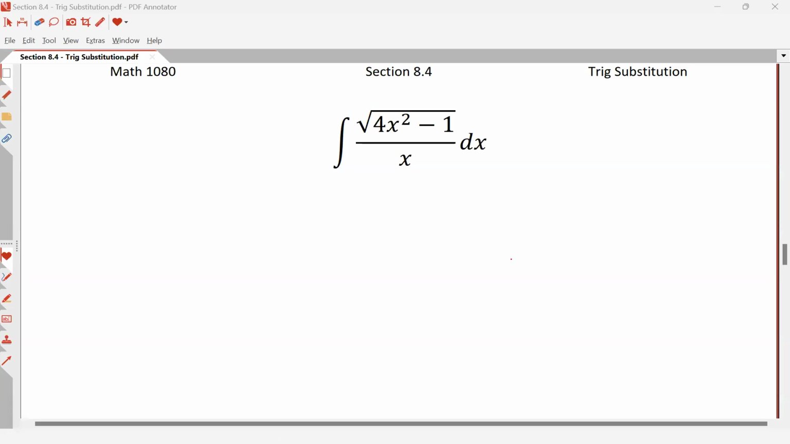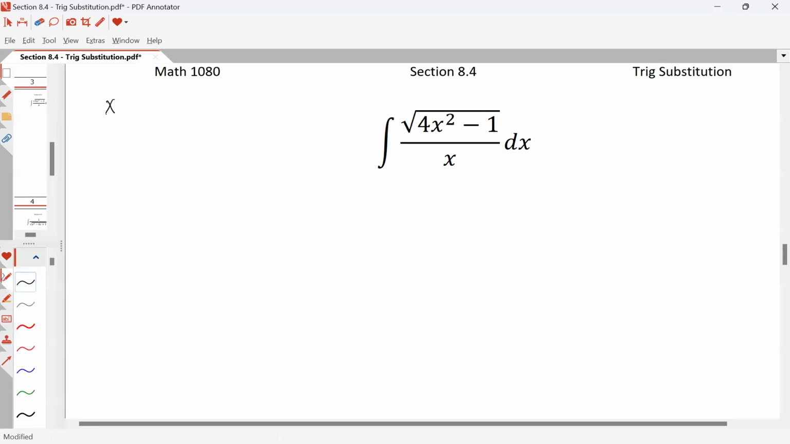Hello, in this video, we are going to take a look at another example of using trig substitution to evaluate an integral. So in this integral, we have the square root of 4x squared minus 1 all over x. In general, we can see we have the form of x squared minus a squared. And in that form, we know we want to make the substitution x equals a secant theta.